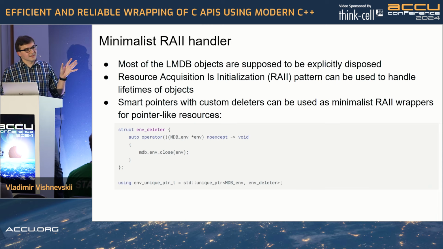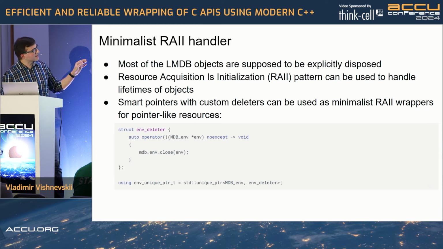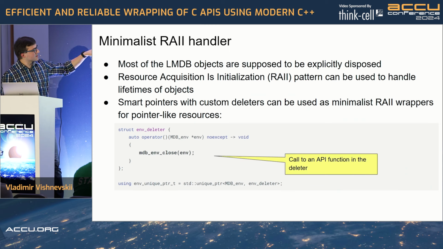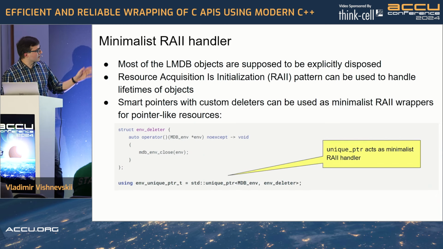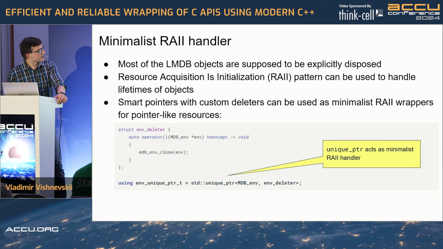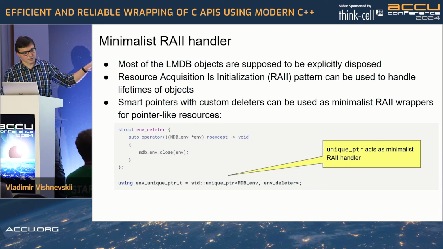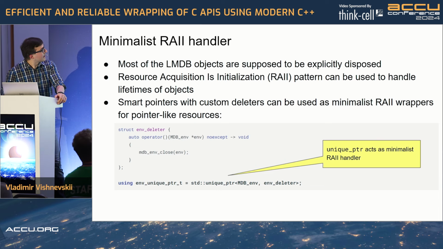The minimalist implementation for pointer-like resources that we have in our example is to use a unique pointer with a custom deleter. So here I specify the deleter in the form of a functor, so the resource will then be disposed using the corresponding API call. We can use an alias then and use this alias for handling those types of resources. So this is how we can implement this pattern, and we have everything in the standard library.